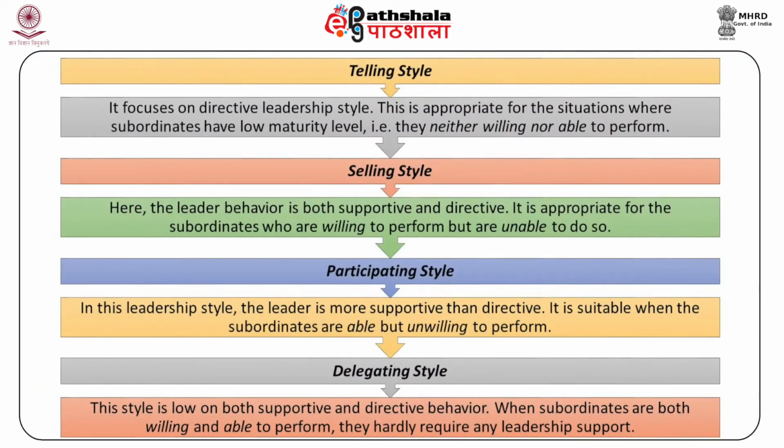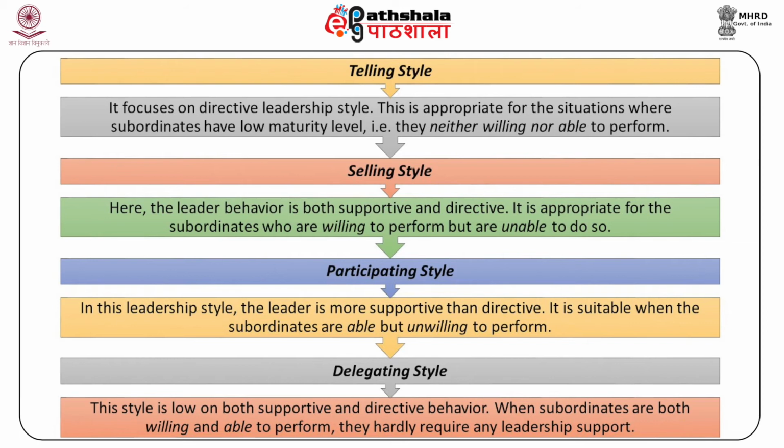Coming to telling style, it focuses on directive leadership style. This is appropriate for the situations where subordinates have low maturity level, that is, they are neither willing nor able to perform. The second is the selling style. Here the leader behavior is both supportive and directive. It is appropriate for the subordinates who are willing to perform but are unable to do so.